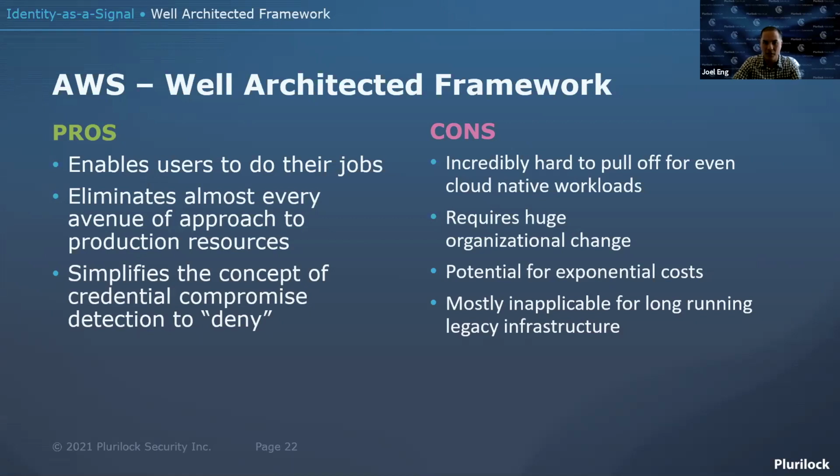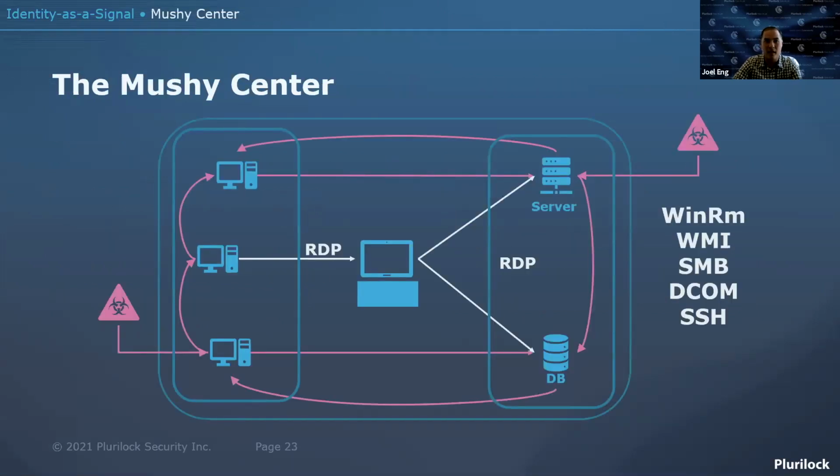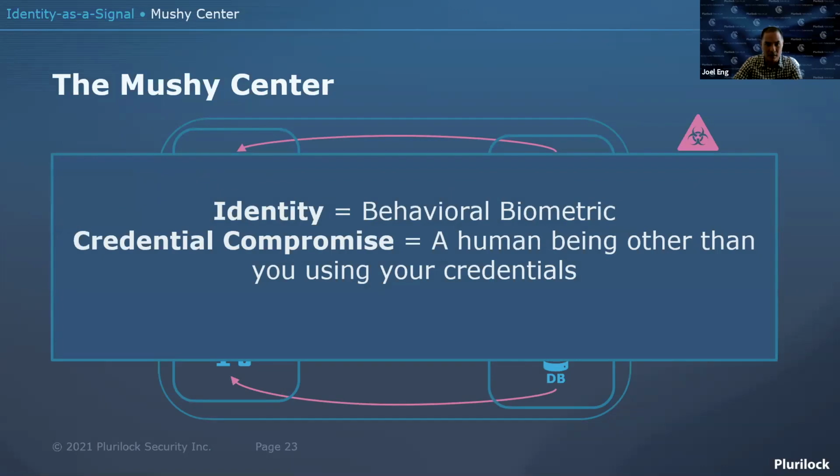Now, I'm going to jump ahead real quick because I know we're running out of time. And we're going to talk about Plurilock's solution to this. We are not solving the entire Mushy Center, but we're saying don't give up on it. There is a point of compromise where these things usually start, and that's where we are focused right now. And we intend to cover the entire Mushy Center.